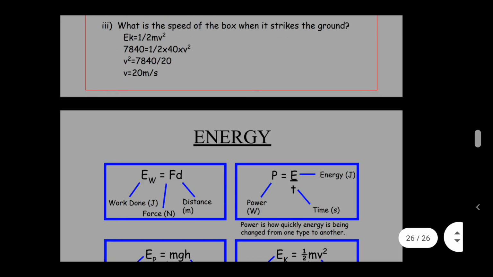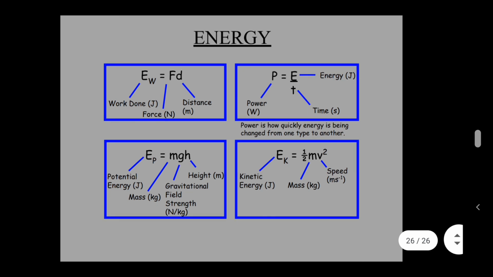Alright, so this is a sum up. These are the important equations that you need to know. EW equals FT, P equals E over T, EP equals mgh, EK equals a half mv squared. You will get lots of questions in both your multiple choice and in your written section on all of this stuff. So please take care, because these are fairly straightforward marks.